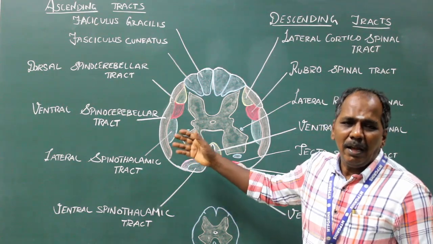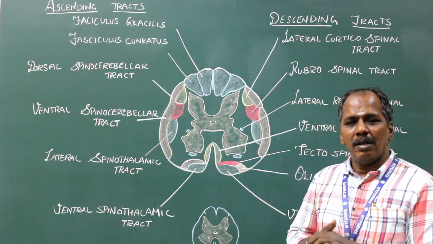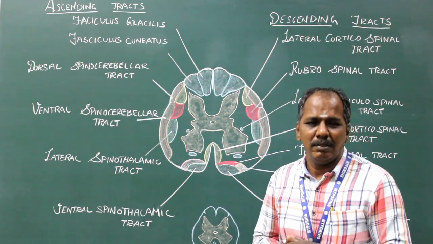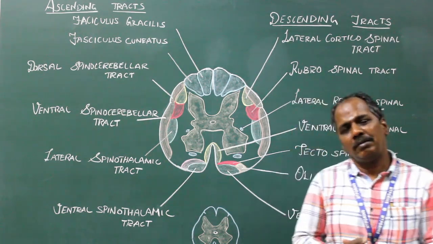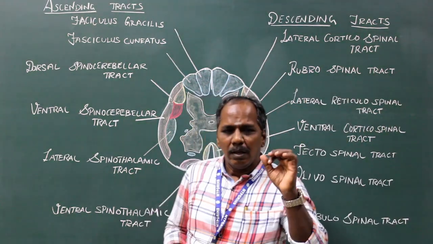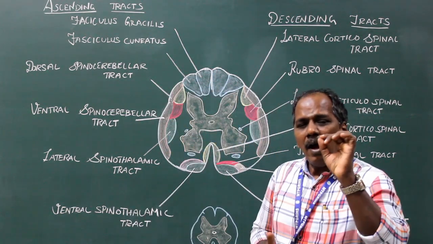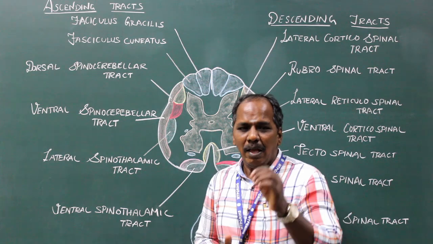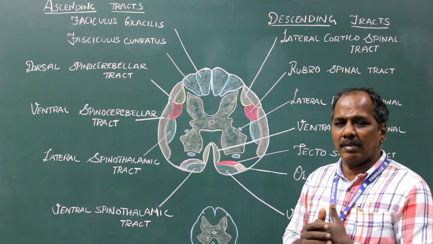Example, ventral and lateral spinothalamic tract. Number two, those concerned with fine touch and conscious proprioceptive sensations. Example, fasciculus gracilis and fasciculus cuneatus. Number three, those concerned with unconscious proprioception and muscular coordination. Example, ventral and dorsal spinocerebellar tracts.